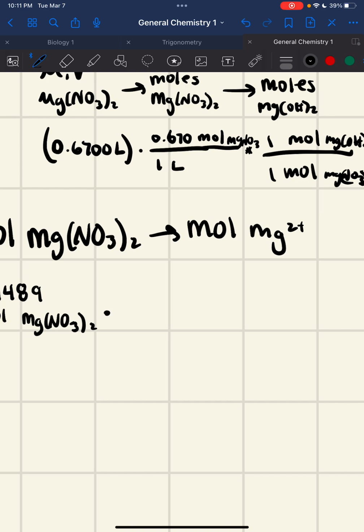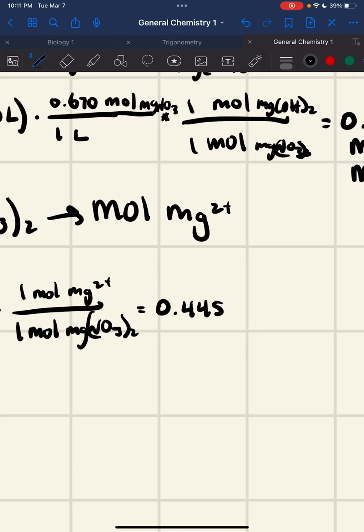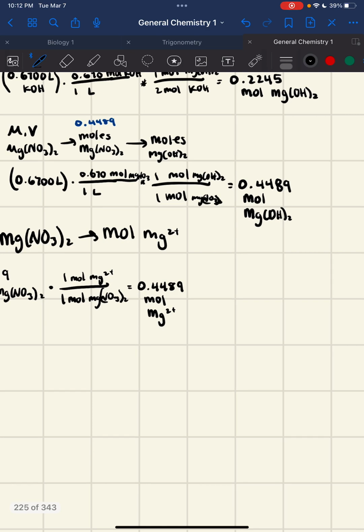And for that, you'll have to use your molar ratio because you're going mole to mole. And so you have 1 mole of Mg2+ for every 1 mole of Mg(NO3)2, which is still going to give you your 0.4489 mole of Mg2+.